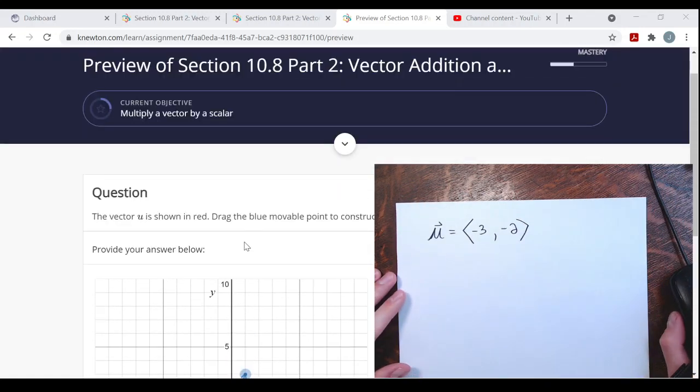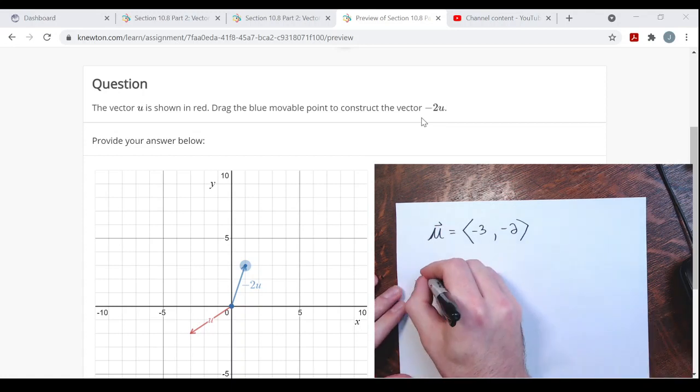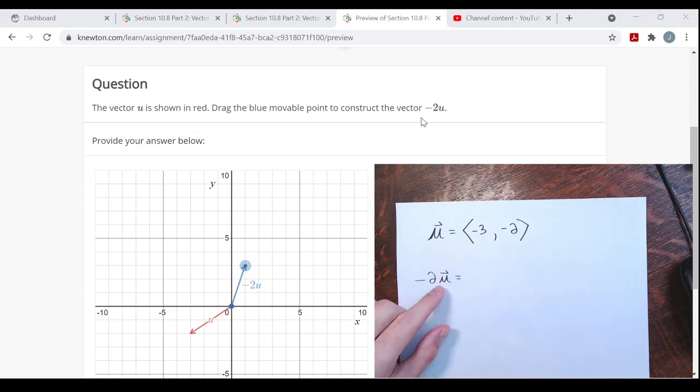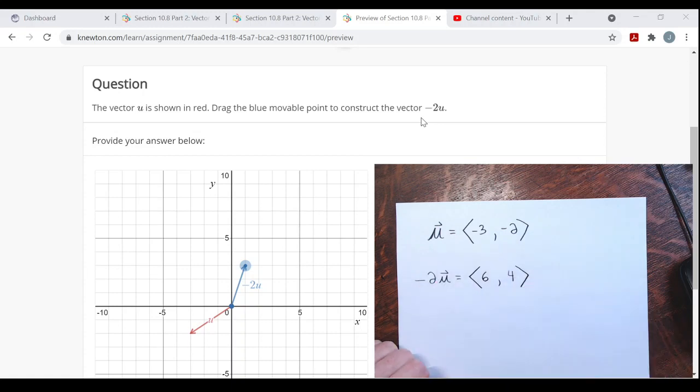Now we are asked to find, it says drag the blue movable point to construct the vector -2 times u. So this number -2, that's our scalar. And it's very easy to do scalar multiplication. -2 times u. When you multiply a vector by a scalar, you just multiply each component of that vector by that scalar. So for -2 times u, just take -3 times -2 would be +6 for the first component. Then -2 times -2 would be +4 for the second component.